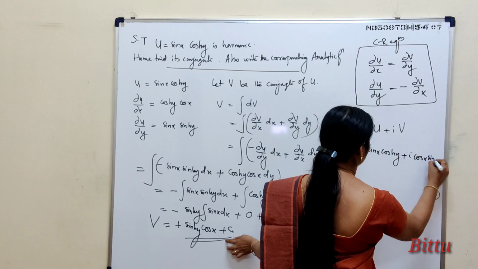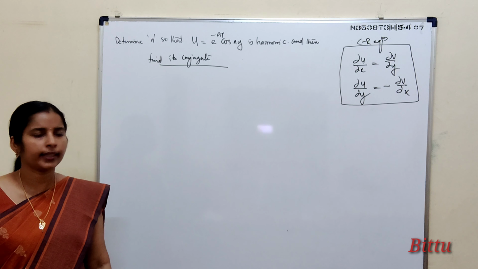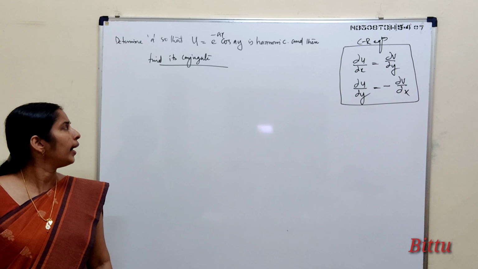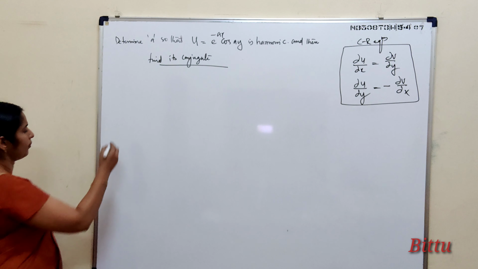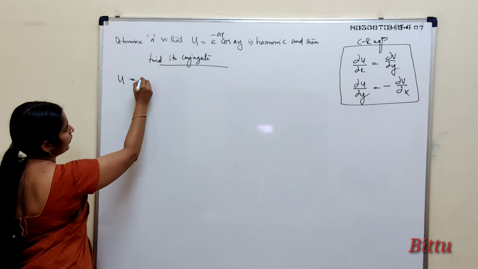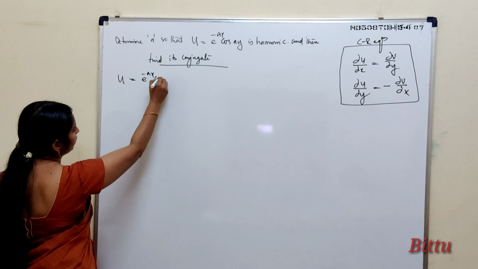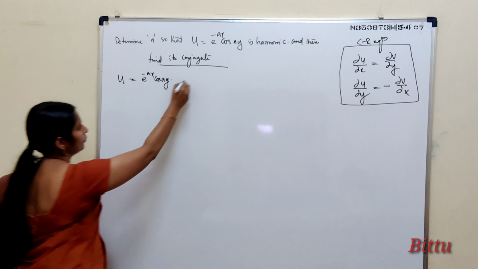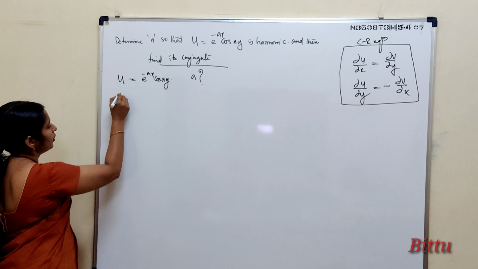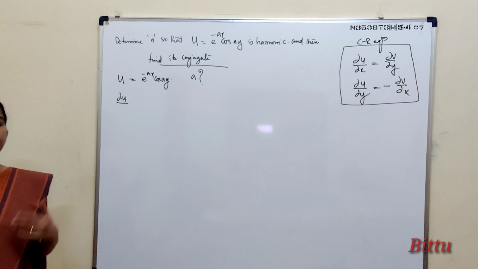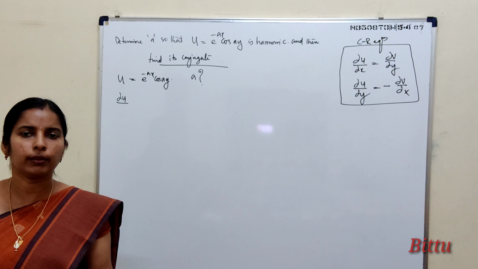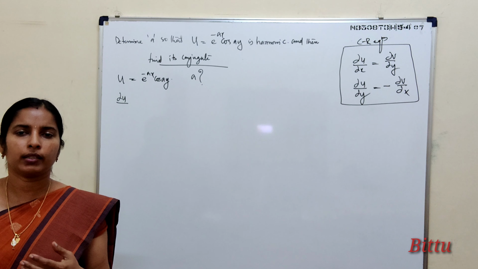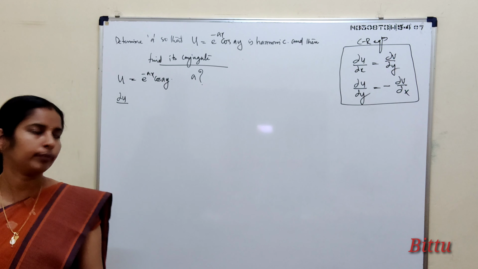Next question is, determine A so that u equal to e raised to minus ax cos ay is harmonic, and then find its conjugate. Here we have to find A when u is harmonic. So since u is harmonic, we have dou square u by dou x square plus dou square u by dou y square equal to 0. By considering that equation, you can find the value of A.